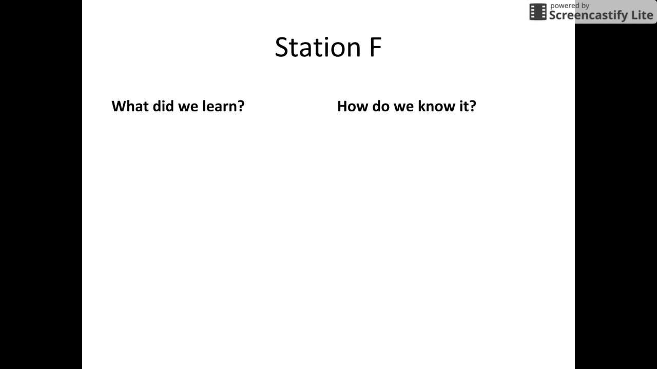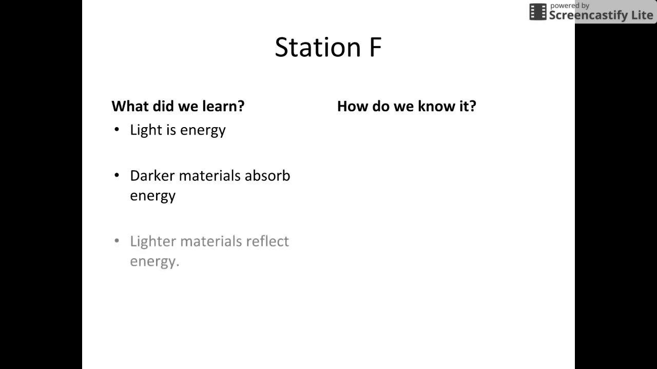Be sure you've paused. You ready to move forward? Now, Station F. What did we learn? We learned here that light is energy. We revisited the radiometer that we saw in our thermal unit. And in our thermal unit, we learned that darker materials absorb energy better, and that lighter materials tend to reflect energy.